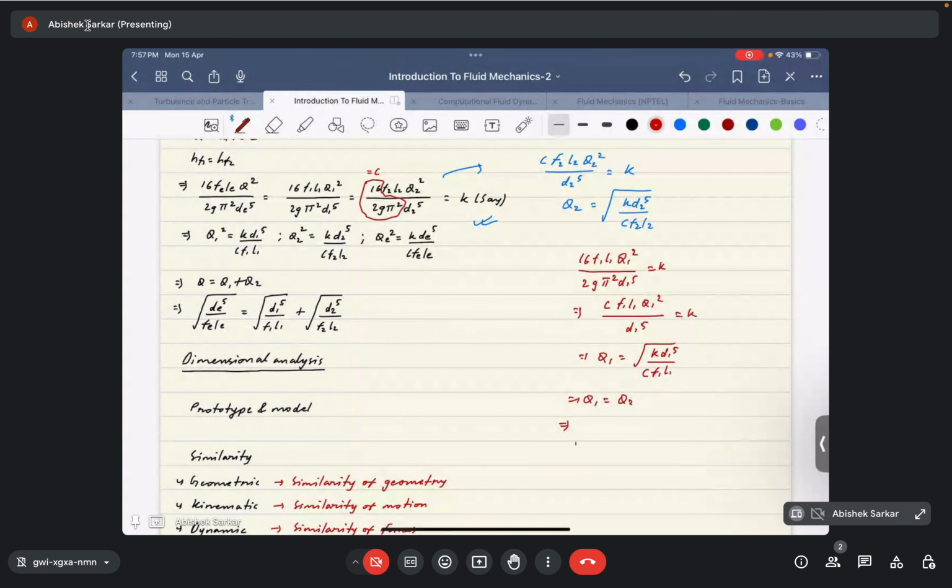So we know that Q is equal to Q1 plus Q2. Then Q would be some constant, say k, some equivalent diameter de to the power 5 by c fe le, which would be equal to the sum. Since k and c are constant in all the terms, we can cancel that out. So we can write de to the power 5 by fe le would be equal to this. That's something that's already written here.